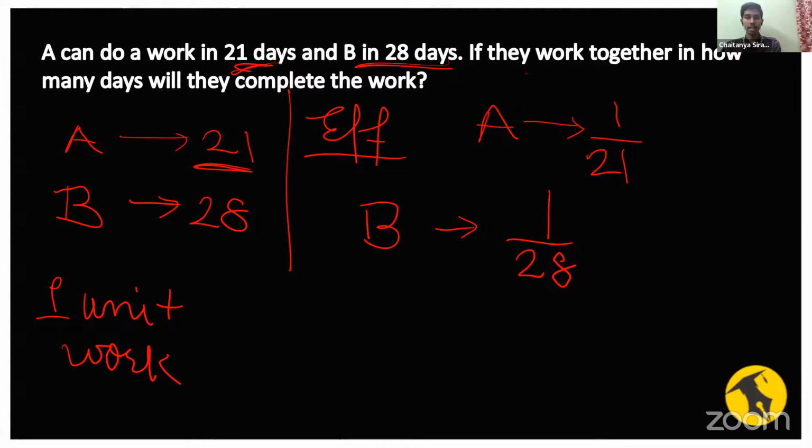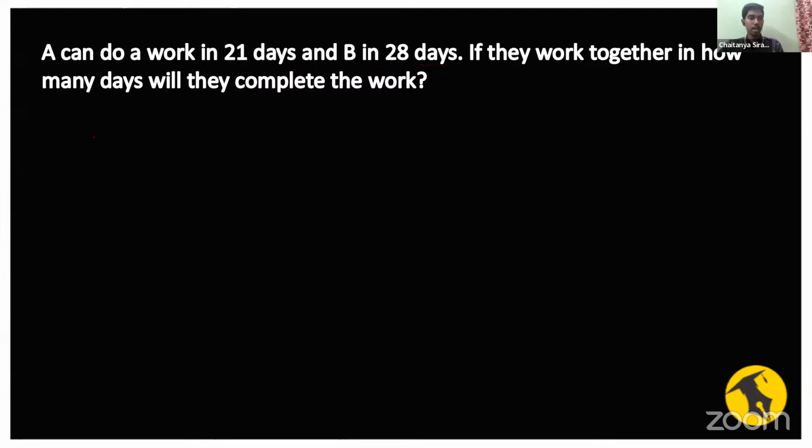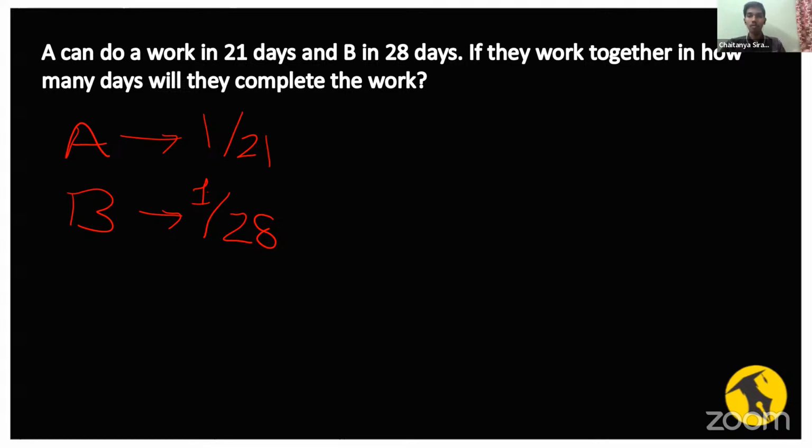Now they are asking us, if they work together, how many days will they take to complete? I had efficiency of A as 1 upon 21 and efficiency of B as 1 upon 28. So when they ask you that they work together, or they collaborate, or one person works with another, something like that, you will always have to do some addition or subtraction, but not of the number of days, neither of the work. The addition and subtraction will be performed on their efficiency.